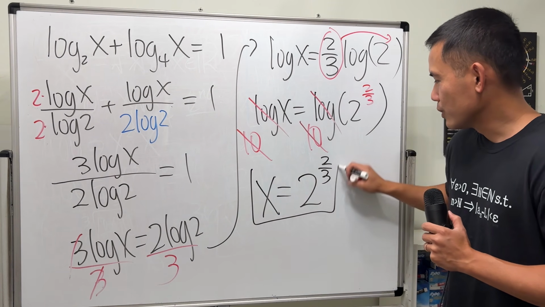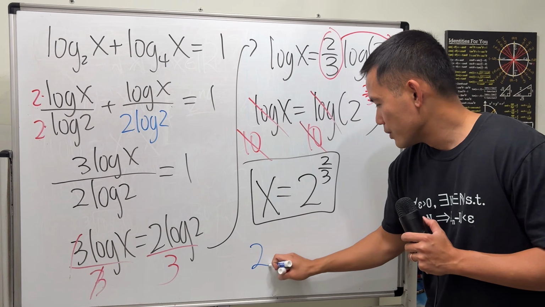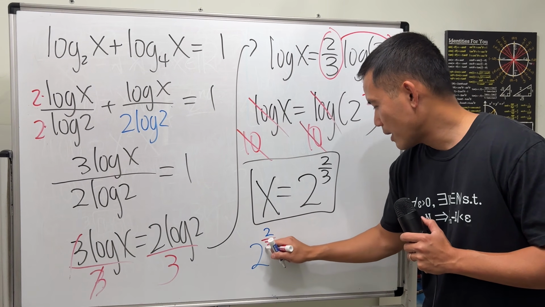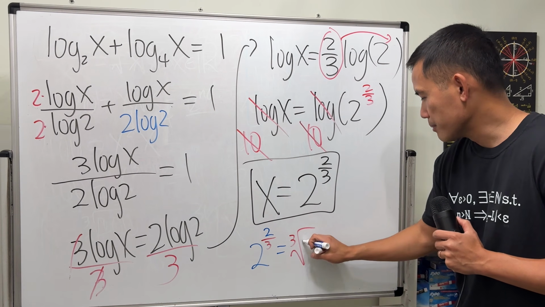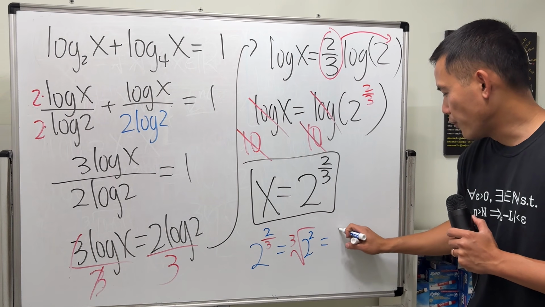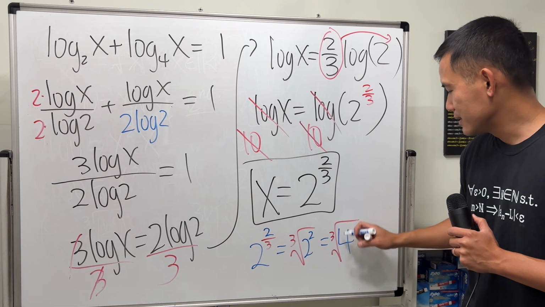And depends on how you want to write it, you could also have written this as 2 to the 2/3 power made into the cube root, and then 2 to the second power, which is just 4 inside of the cube root. So of course this right here works too.